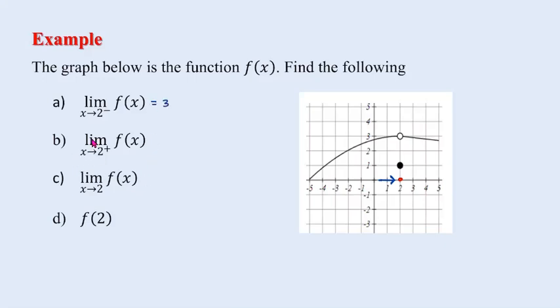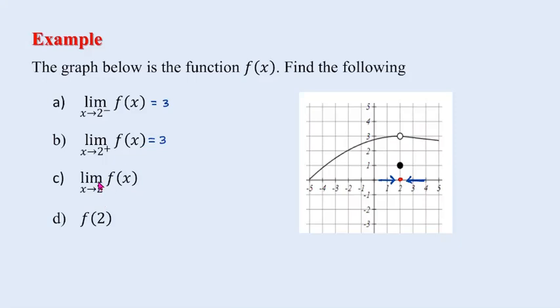Similarly, in part B, we have to find the limit as x approaches 2 from the right. So let me show you on the graph. When x approaches 2 from the right, like that, you can see that the values of the function are increasing from the right and approaching closer and closer to a y value of 3. So this is also equal to 3.